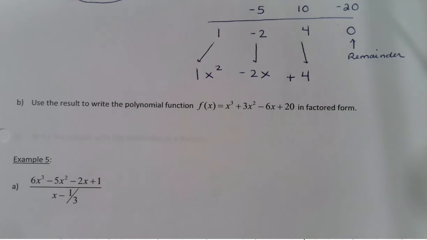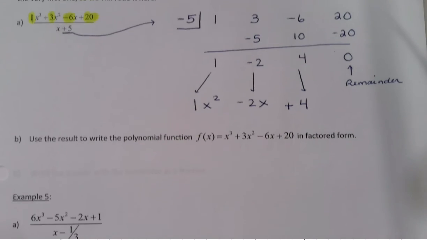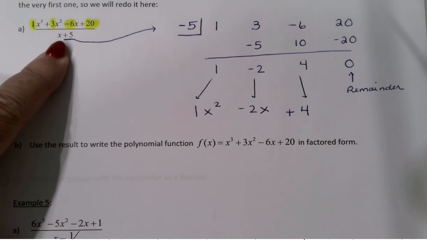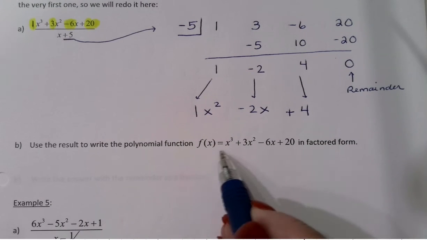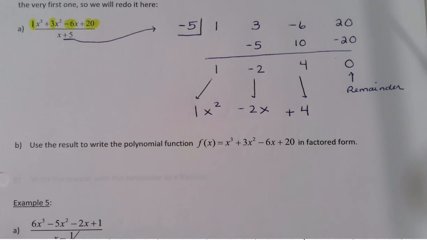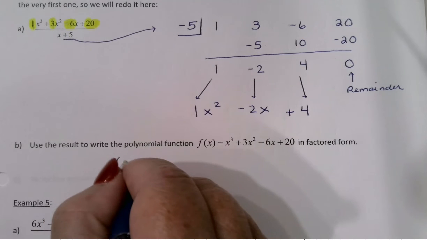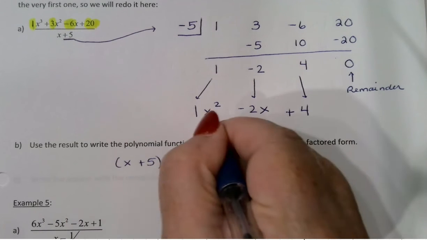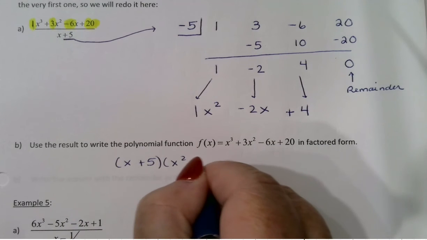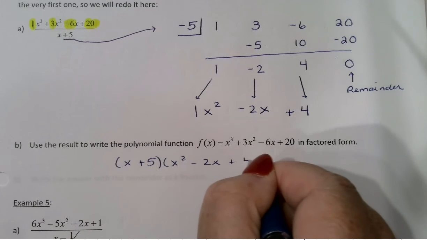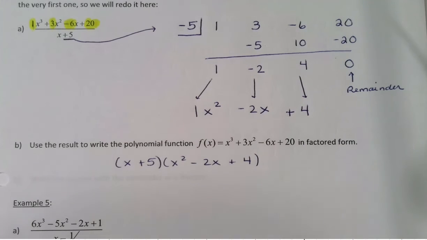Once again, because we got a remainder of 0, it would then be possible to say, yes, there is a factored form to this cubic polynomial, and it is x plus 5 times x squared minus 2x plus 4. Okay. So the result is still the same.